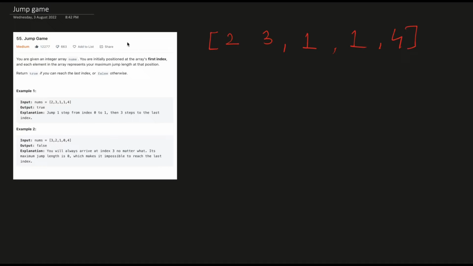We'll be seeing an optimized way to solve the problem Jump Game. Before doing that, let's quickly revise what this problem is all about. We are given an array and we start at the zeroth position. From this position, we could make a maximum of two jumps, either one or two, because the element present in this position is 2.